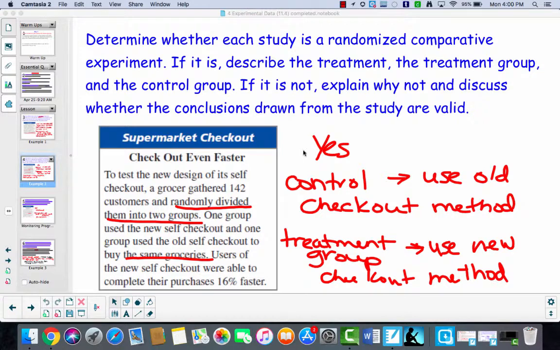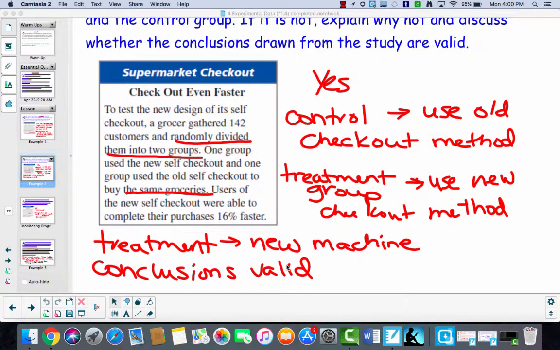Okay, yes, this is a randomized comparative experiment. Why? Because they were randomly divided into two groups. We have the control group, they used the old checkout method, and we have the treatment group, they used the new checkout method. What is the treatment? It's the new machine. Because it is a randomized comparative experiment, the conclusions are valid, so we can satisfactorily say that this new checkout machine helps improve the amount of time it takes to actually check out.